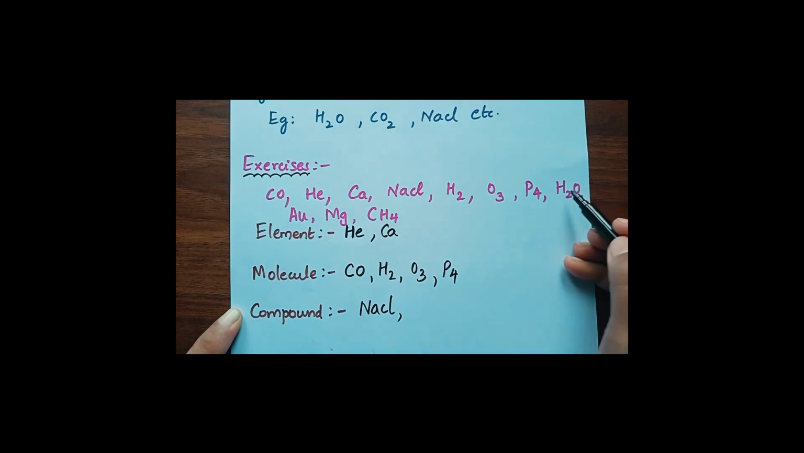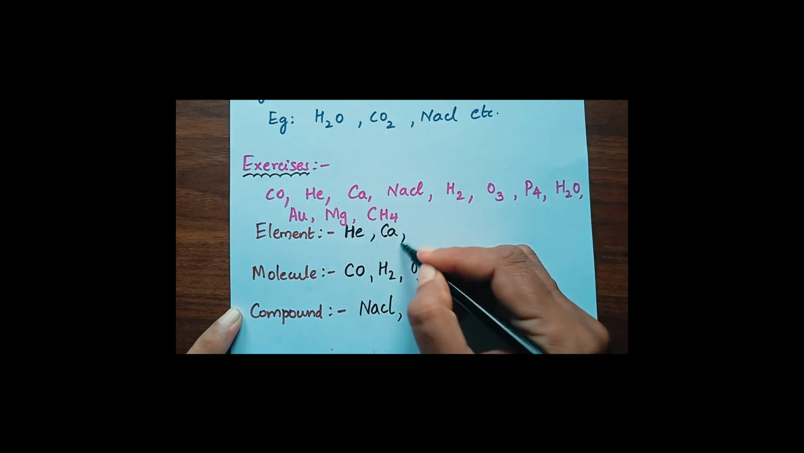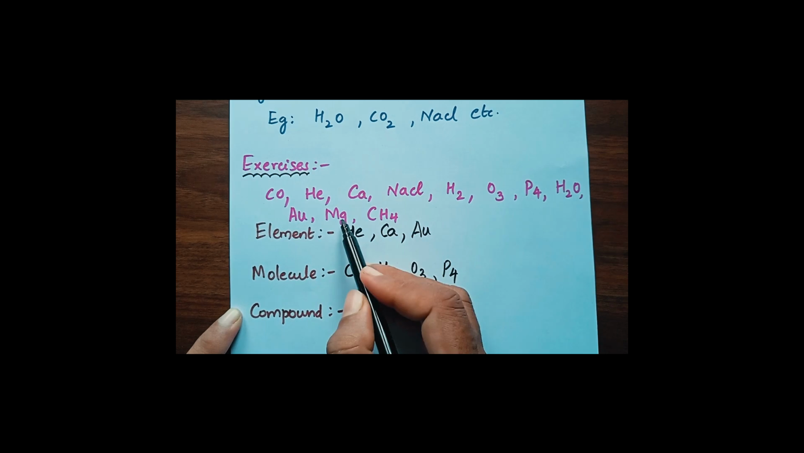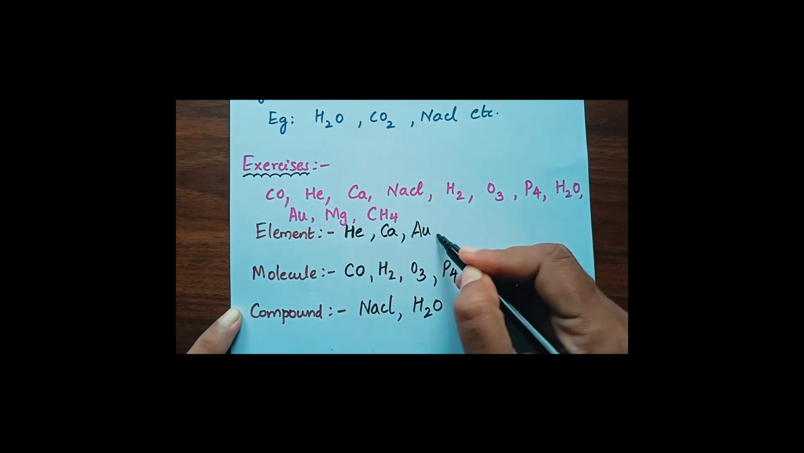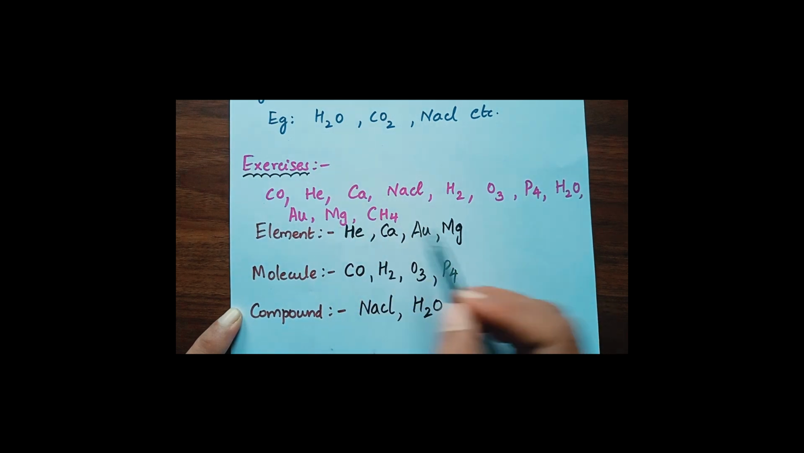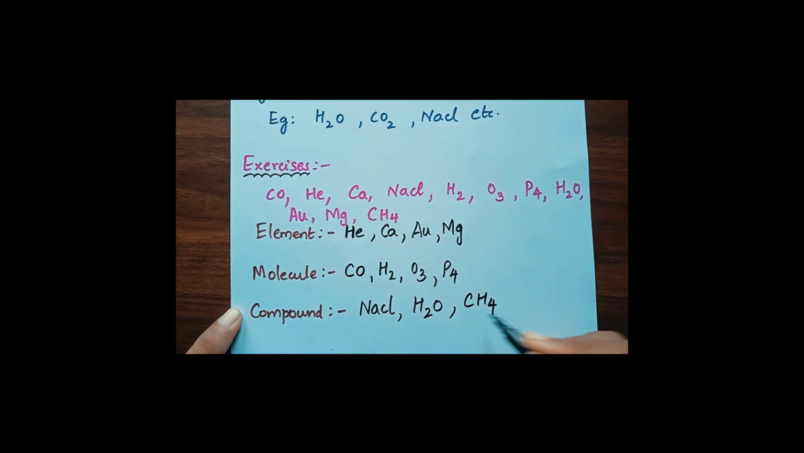H2O contains hydrogen and oxygen atoms, so we have to write it in compound. Au is gold. Gold has only one type of atom present, so it should come in element. Mg, that is magnesium. This also contains one type of atom, that is magnesium, so that also comes in element. And CH4 is methane. Methane is a compound because it contains carbon and hydrogen together.